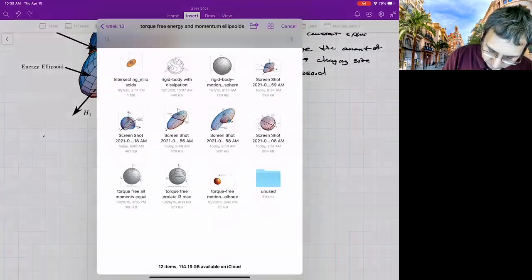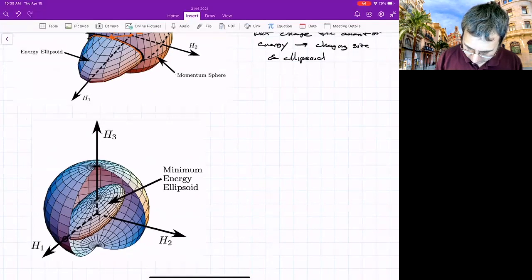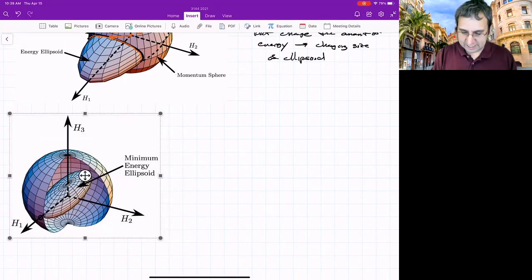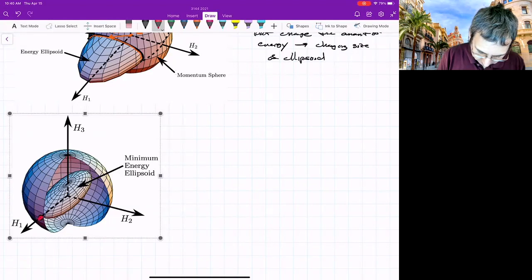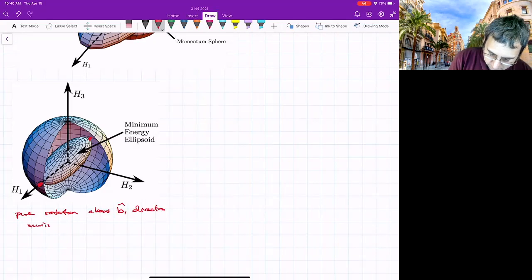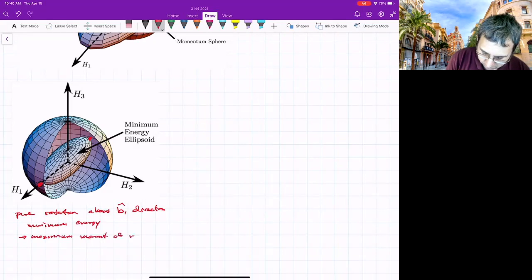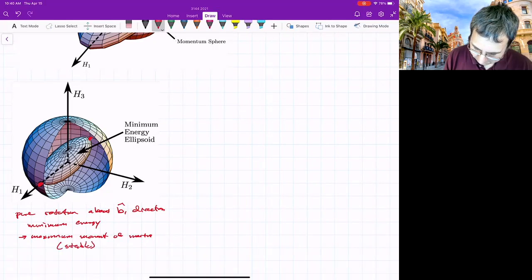So we'll start with the minimum energy ellipsoid. For there to be an intersection, we need the ellipsoid to be exactly inside the sphere and only intersect in 2 points. There, that point and then the point back here. So that would correspond to pure rotation about the B1 direction. The minimum energy is the same as the maximum moment of inertia. Remember, I1 is the maximum. This is looking stable, if we had to describe it.